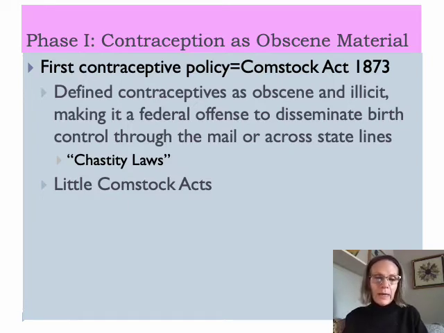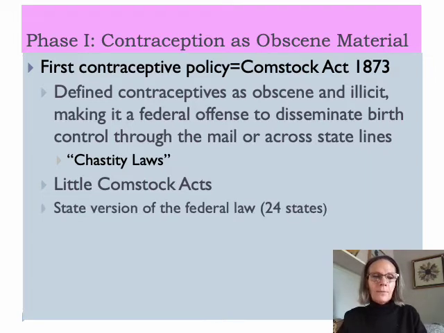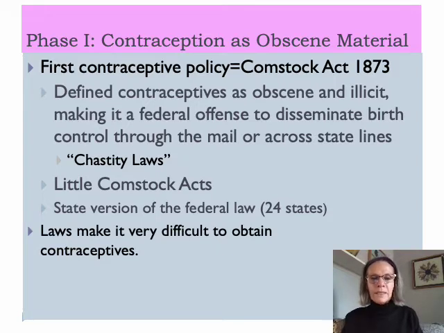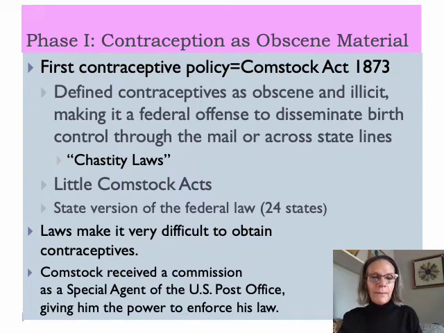And so states began to pass what were known as Little Comstock Acts. These were state versions of the federal law that made it a criminal offense to distribute contraceptives and to give out information about contraceptives. So the states followed suit with implementation of their own laws. And because of both the federal law and the state level laws, access to contraceptives became very difficult in the United States. And so the first policy is to crack down on access to contraceptives.